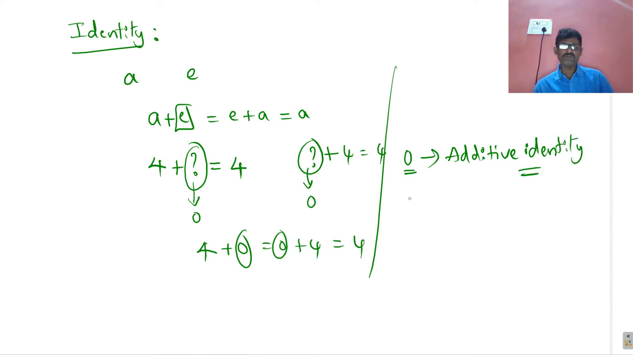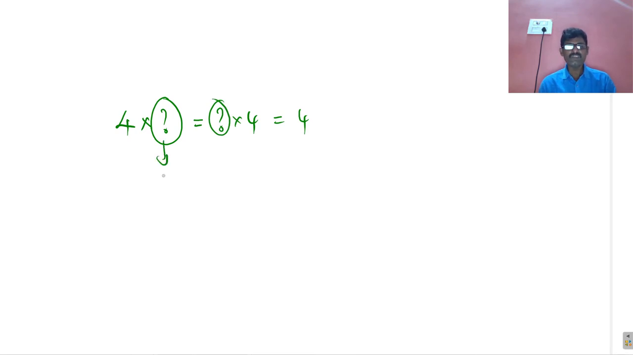We have 0 in whole numbers, in integers, and in rational numbers also. Now let us see what the multiplicative identity is. Suppose we take again 4. 4 times how much equals 4? Clearly in the place of the question mark there must be 1. So we say that 4 times 1 equals 1 times 4 equals 4.